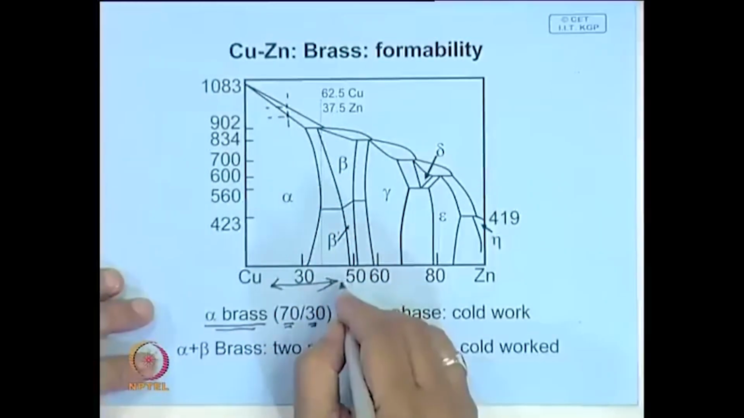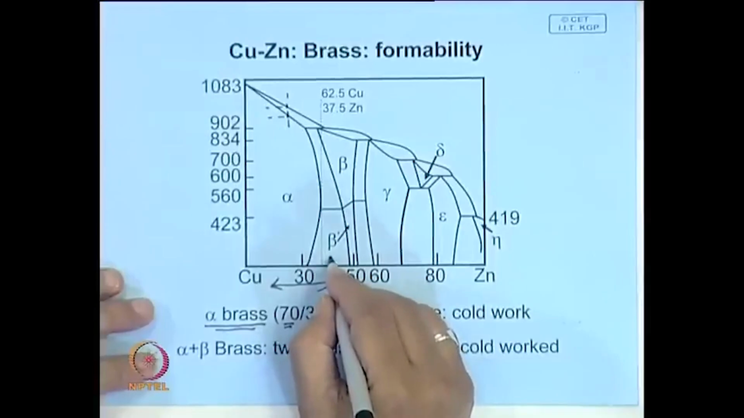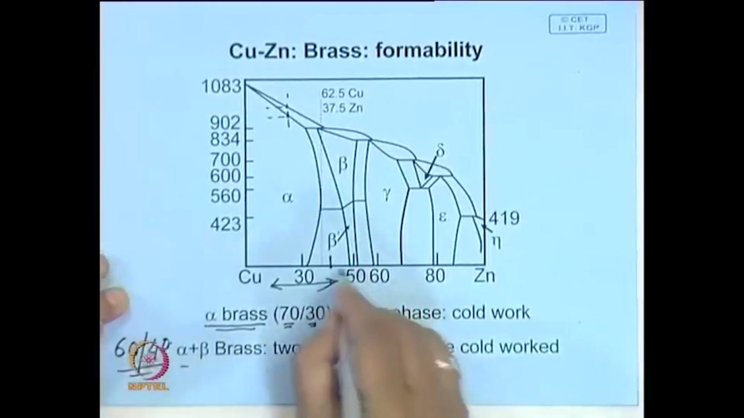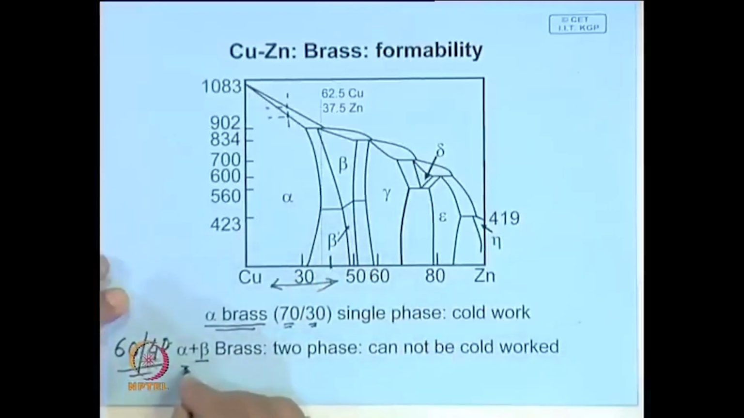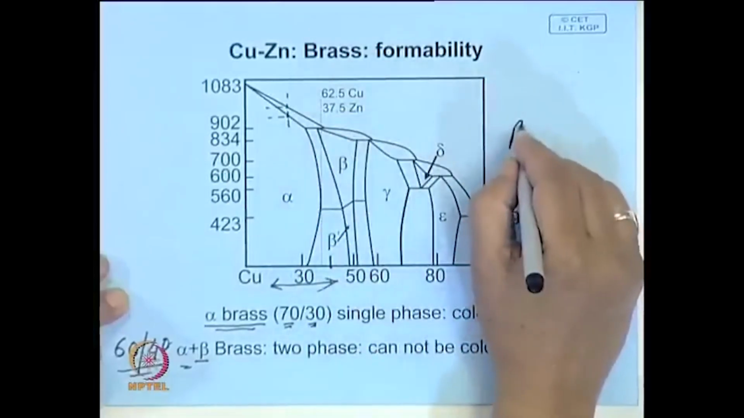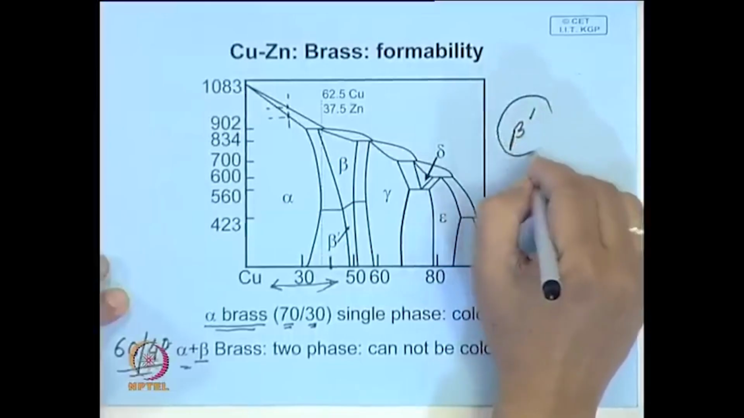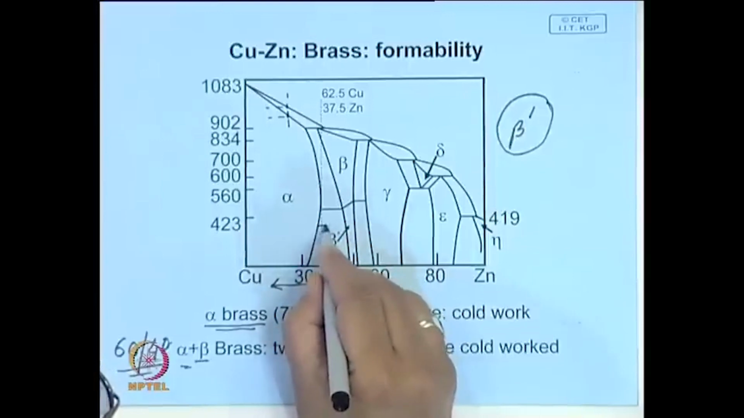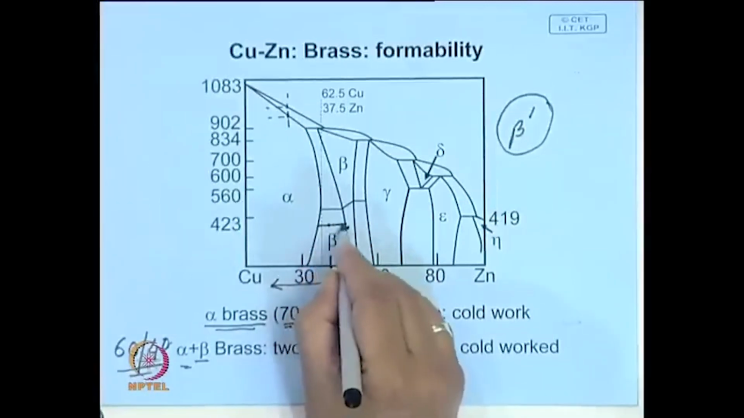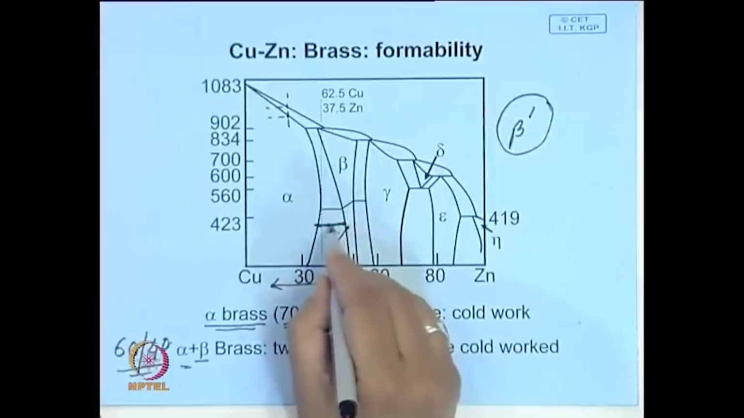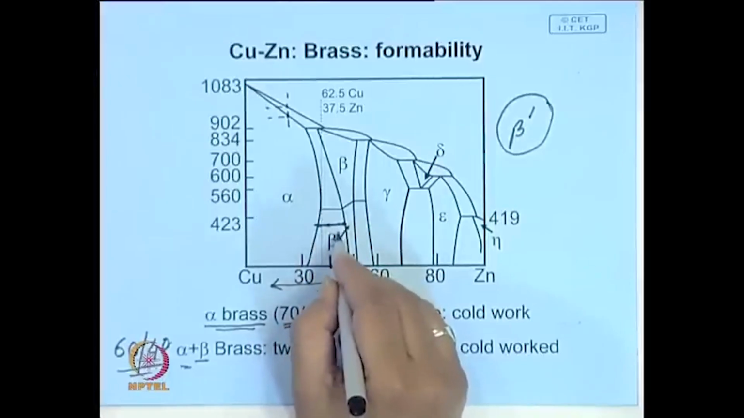But what happens if you have a brass somewhere here, which is 60-40 brass, 60% copper, 40% zinc. At room temperature, it is made up of alpha and beta phase. Beta is an intermediate phase. It can also have an ordered structure. Beta sometimes becomes beta prime. Now, these phases are very brittle, and look at this, a slight change in composition will make a substantial increase in beta, because this zone is not long.